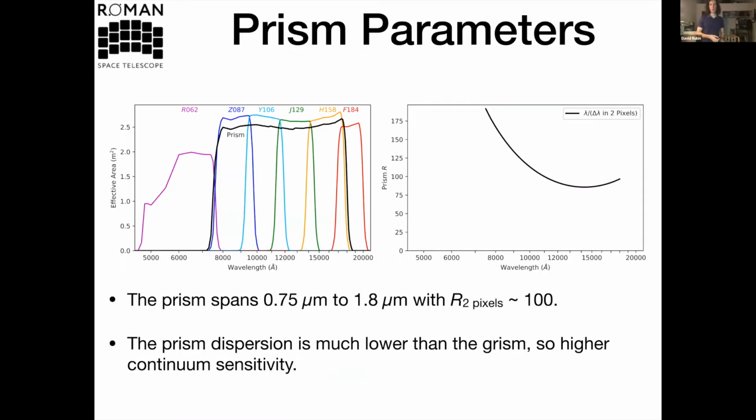Okay, so here's what the Prism parameters look like, spanning the wavelength range 0.75 to 1.8 microns, with a dispersion that varies with wavelength, but is around 100. So the entire purpose of the Prism, this obviously has a lot of wavelength overlap with the grism, but the whole purpose is point source continuum spectroscopy. So in other words, spectroscopy of the supernovae. So the dispersion is several times lower, so that means the exposure times are several times smaller.